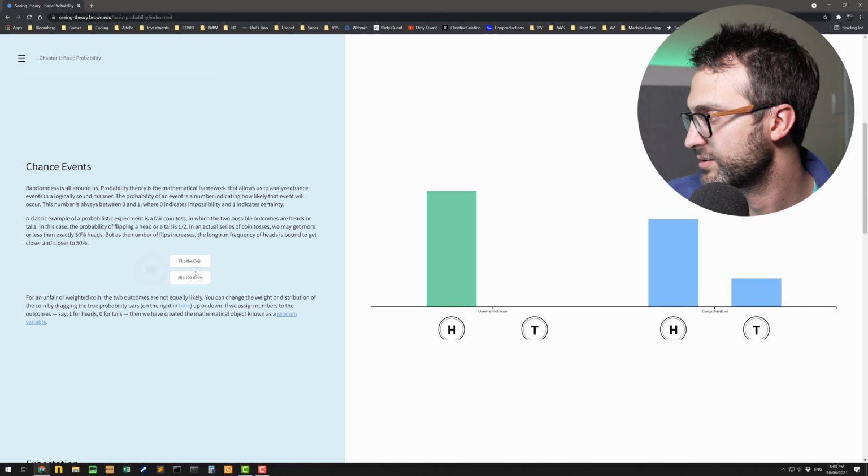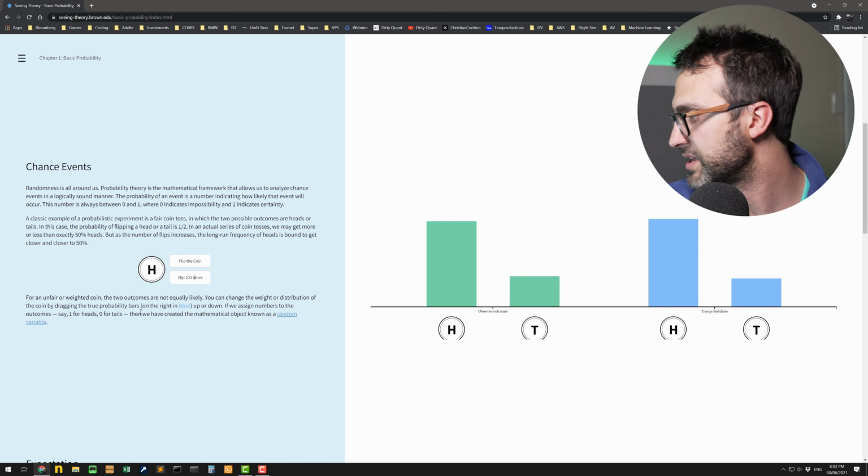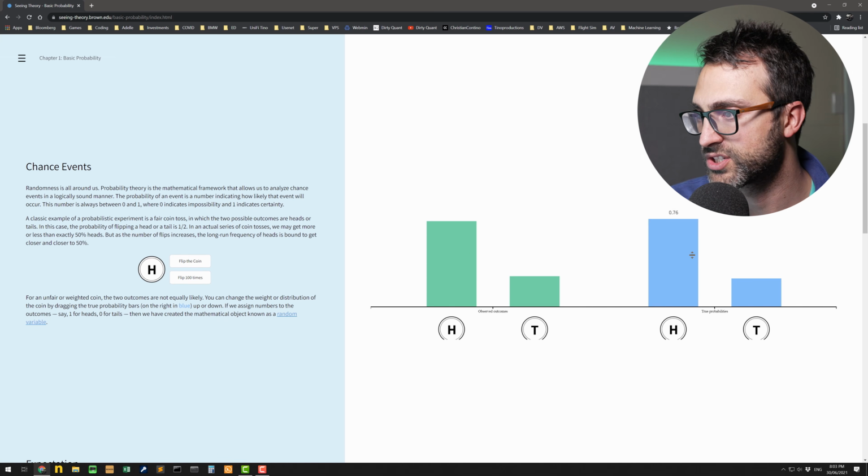What if we make this unbiased? Flip the coin. I'm expecting more heads than tails. Flip it 100 times. It should obviously approximate this on the right. I mean, that's cool. It's a chance event. Pretty nice. I like the graph. I like that you can interact with it. I think that's really nice. Good simple graphics.